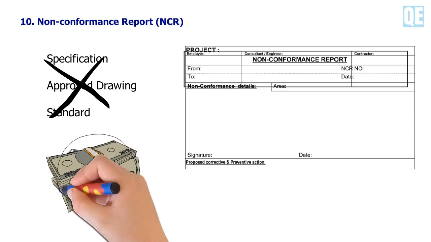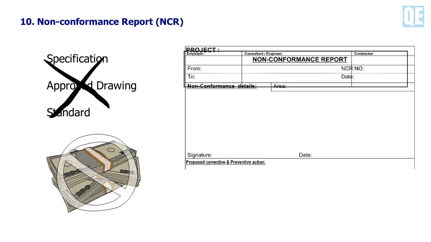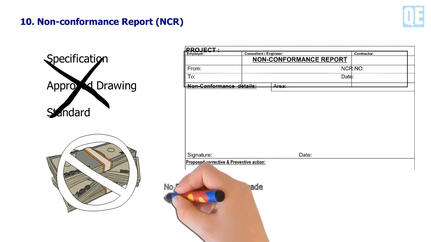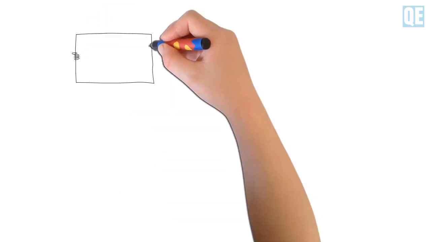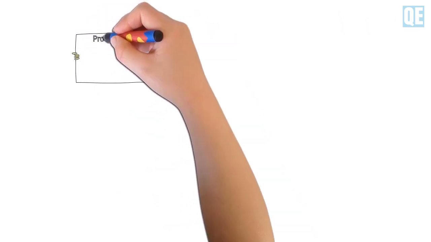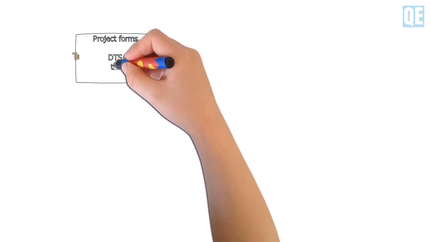The NCR is sometimes used to hold the payments of the contractor's billing. No payment shall be made unless NCR is rectified and approved by the engineer. These are few of the forms we handled from the start and until completion of the project.